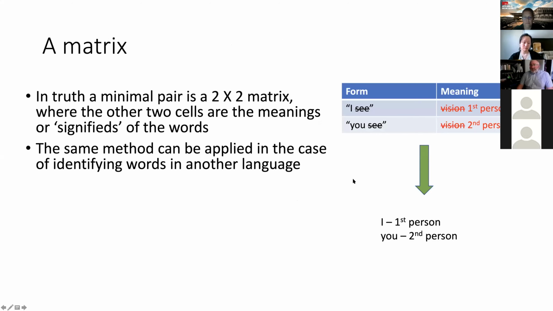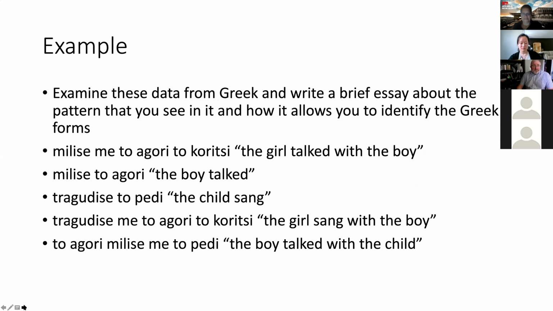So as you can see here, this is a 2x2 matrix where you have the two foreign forms, even though here we're talking about English, and then what their meaning is. And by crossing out the parts that are the same, you can identify the equivalence between the parts that are different. And as I want you to try for yourselves, you can apply the same method in identifying words in another language, although it's not as easy as it would be obviously for your own language.